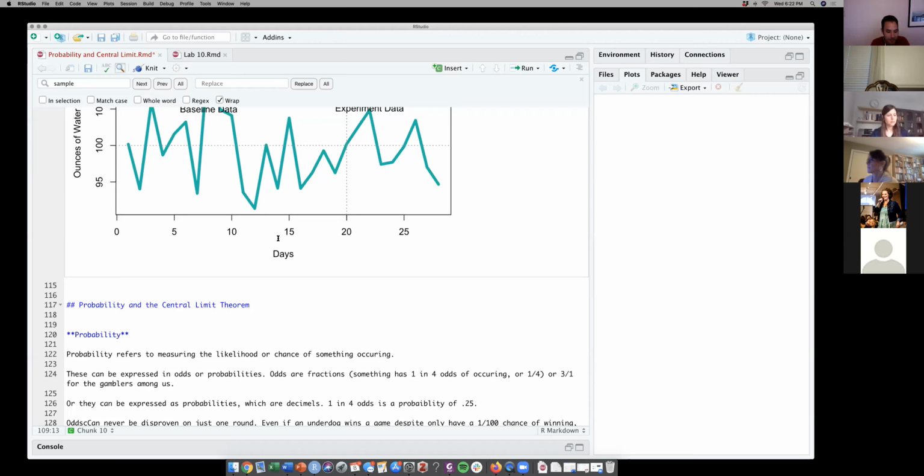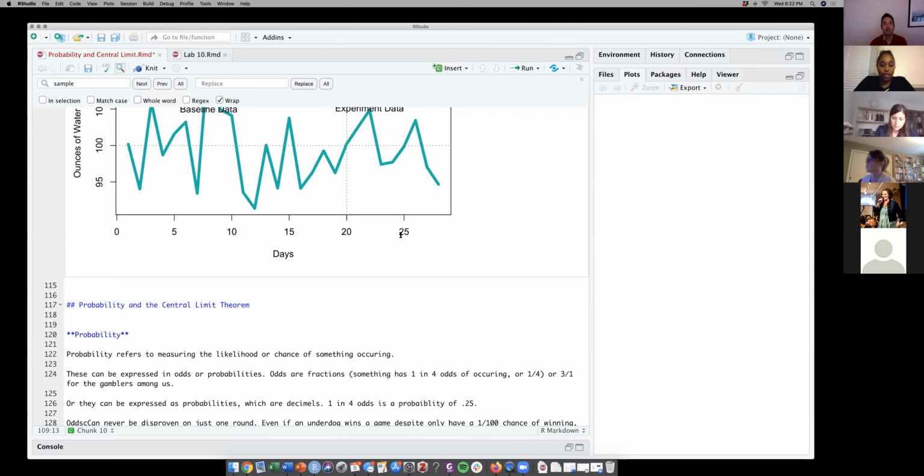So I'm not just going to read these lecture notes. These are curated for people that aren't able to come to class. But probability, in my simpleton understanding of it, is just referring to the measurement of chance.